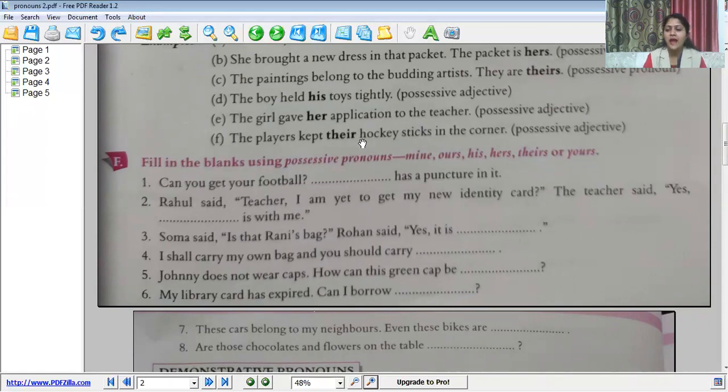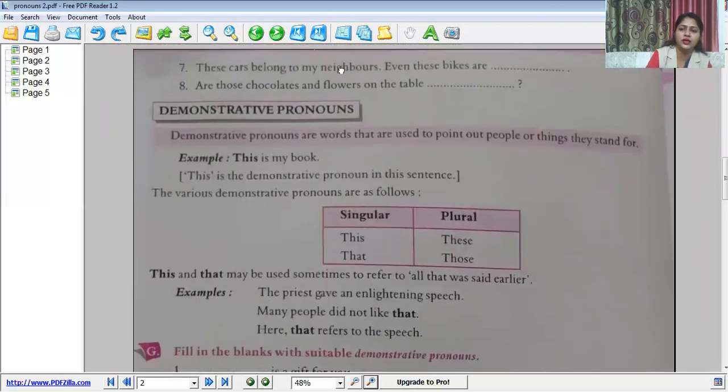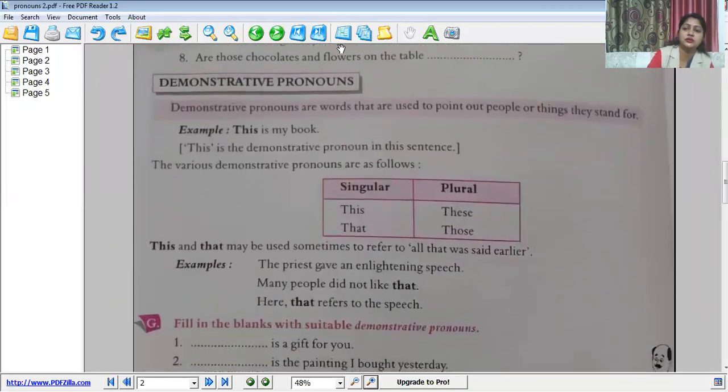So children, are you clear with the topic of possessive pronouns? I'm sure you are. Okay. Now let's move on next to demonstrative pronouns. What are demonstrative pronouns? Demo, showing, pointing. Demonstrative pronouns are words that are used to point out people or things they stand for.